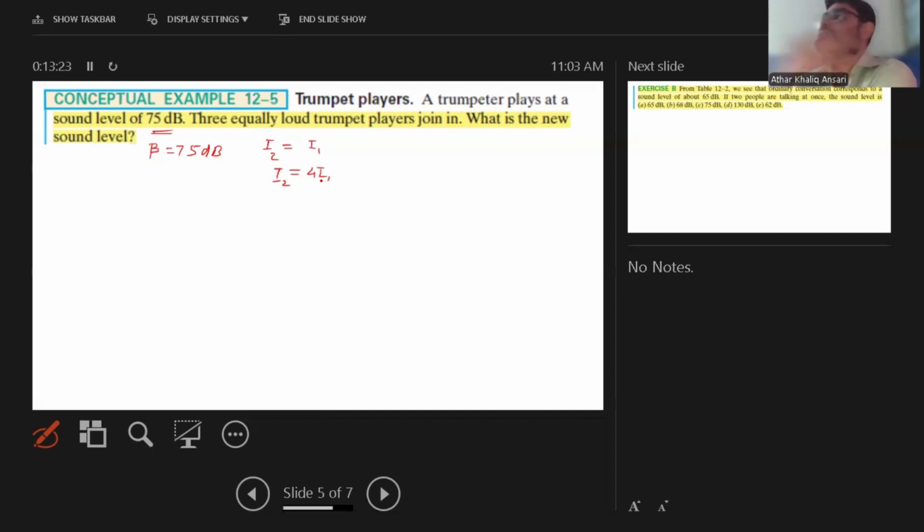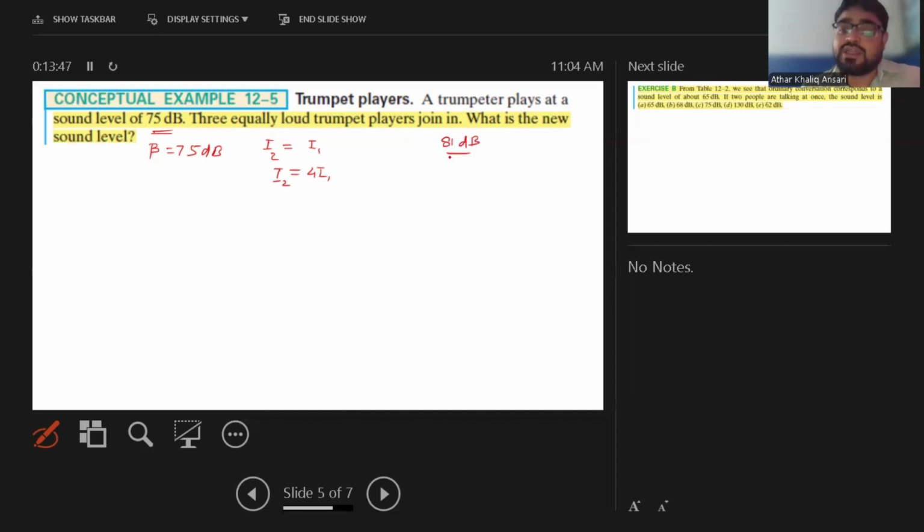I told you 3 decibel means twice, 6 decibel means 4 times. So this is the opposite: 4 times intensity means 6. So your answer is 6 decibel. So if it was 75 for the one person, now it will increase by 6. It will become 81. So this is our simple guess that the sound level will be 81 decibel.